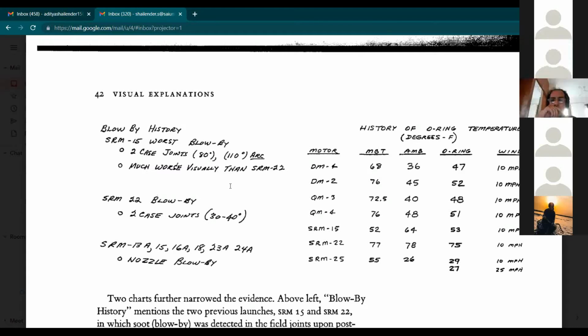The engineer has quoted this data on SRM 15 and 22 in his handwritten notes, right? SRM 25 is the rocket under consideration. The question to you is, would you agree with the engineer's assessment that you have to scrap the launch because it's going to be too cold and the O-ring will not function the way it's supposed to on the day of takeoff? I'm going to wait. I need some other reactions.